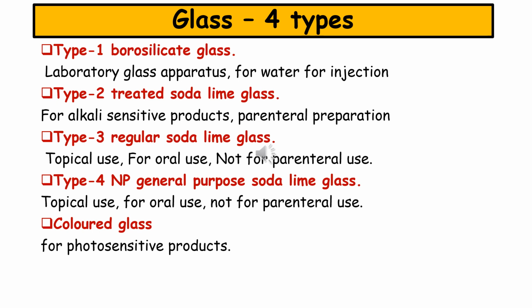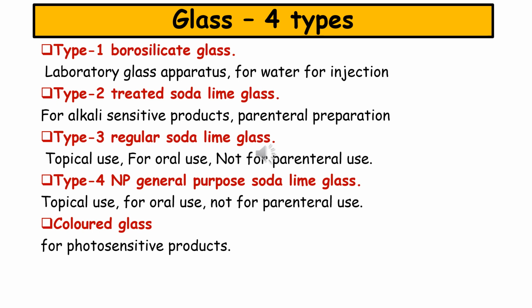Type 1 is borosilicate glass, type 2 is treated soda lime glass, type 3 is regular soda lime glass, and type 4 is general purpose soda lime glass. And all these different types of glass have different properties. They have different advantages and disadvantages, which we will study in chapter 2 of pharmaceutical packaging.